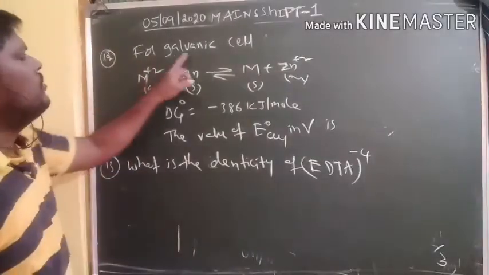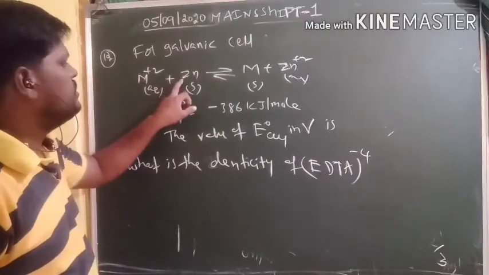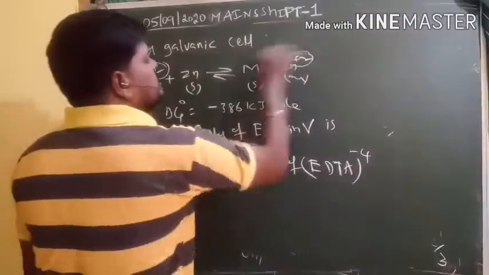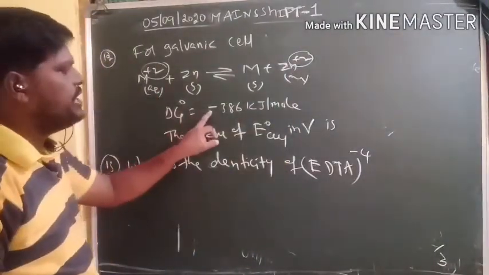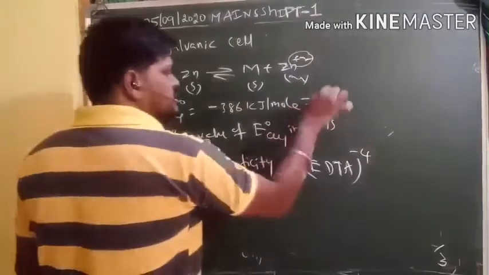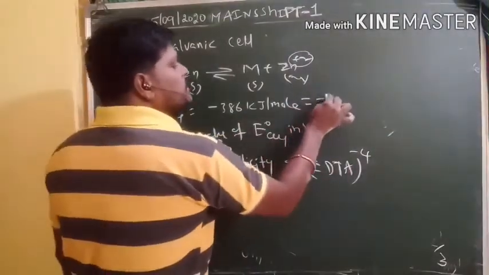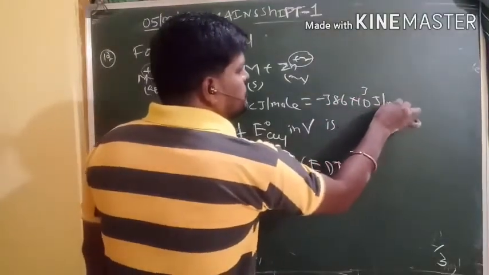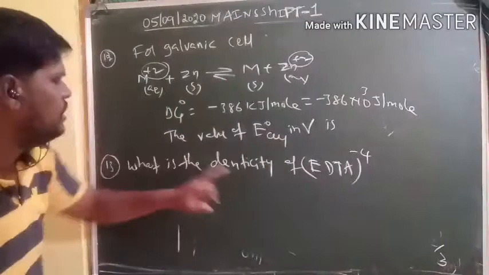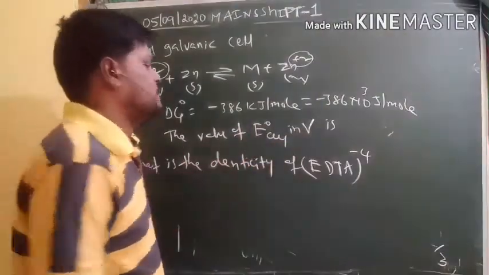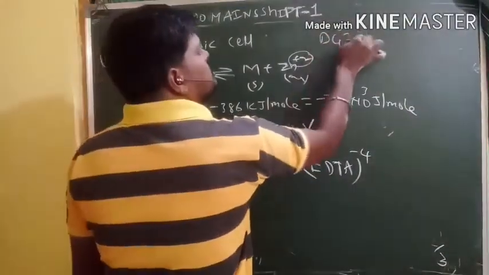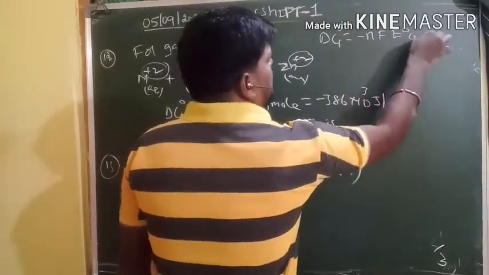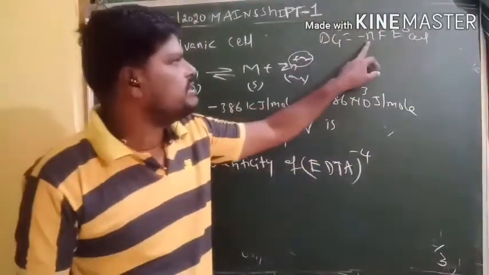Question: for galvanic cell, M plus 2 ZL solid, M ZL plus 2. Here the total net change of electrons is 2, and delta G naught we have minus 386 kilojoule per mole. Can you change kilojoules to joules per mole? That means 386 into 10 power 3 joule per mole. Okay, right. Because we need the value of E naught cell in volts. So what's the formula, sir? Delta G naught, direct formula: delta G naught is equal to minus N into F into E naught cell.